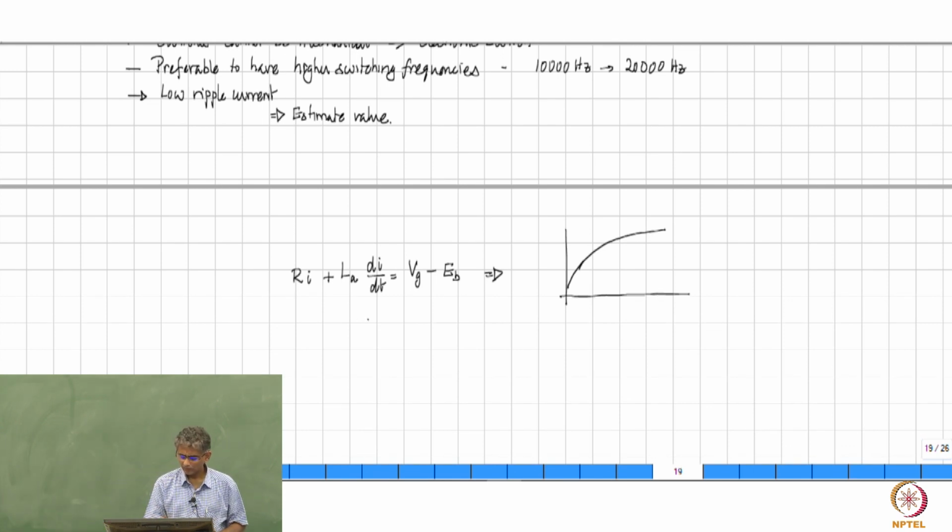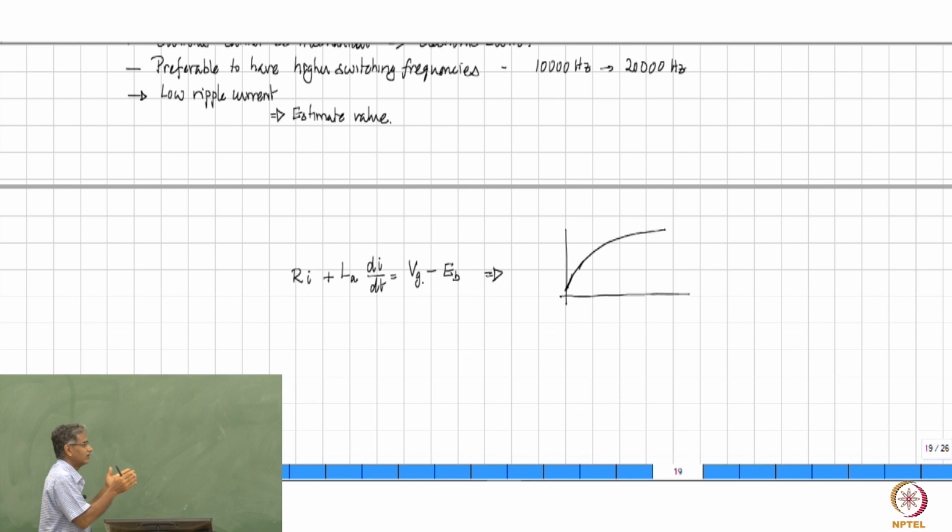So if you arrive at the mathematical expression for this, the initial slope is equal to (Vg minus Eb) divided by L. That is what you will find is the slope at start. So it is going to increase much more slowly as compared to what we thought was the case without the resistance, right?